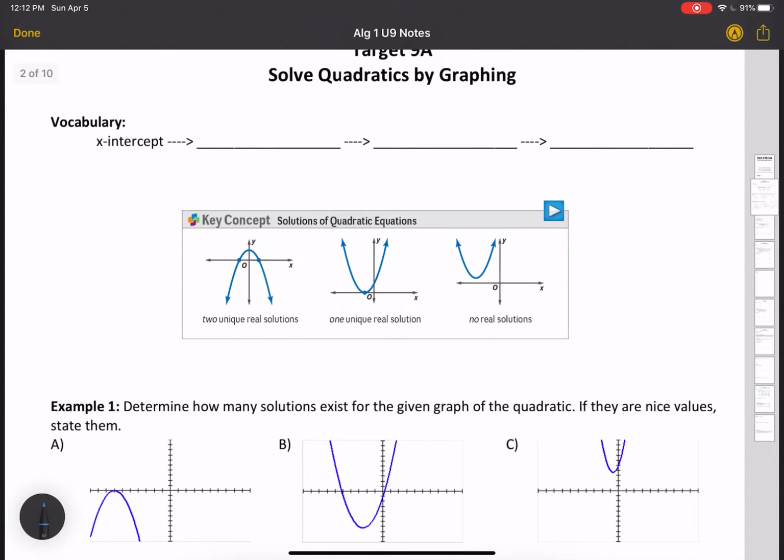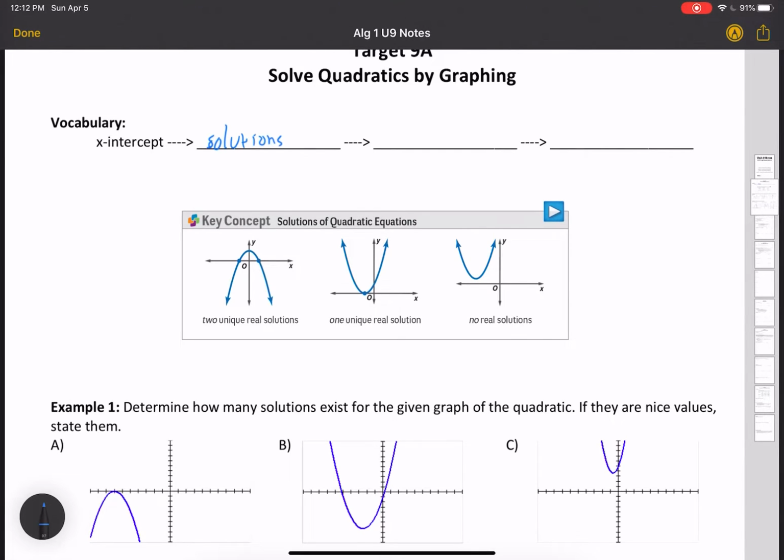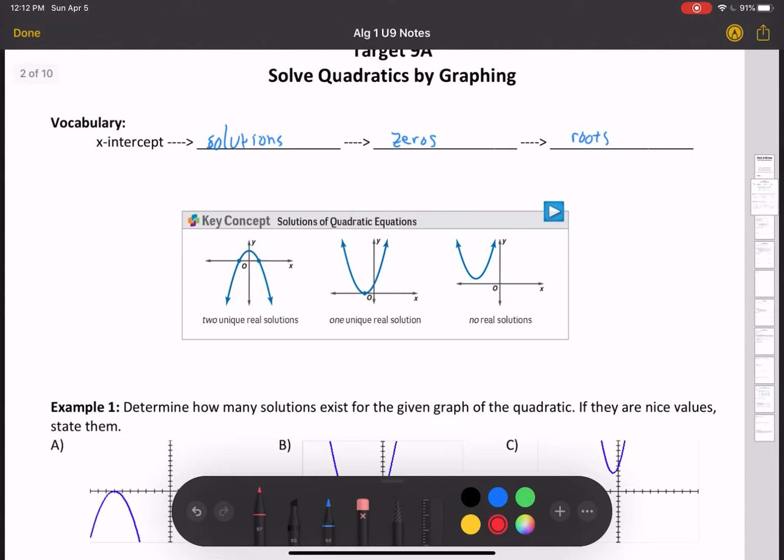X-intercepts can be called solutions. Solutions to a quadratic. They can be known as zeros. Do you remember in our graphing calculators, we had to hit the 0 button in order to find them? Zeros. Or they can also be known as roots. This last one I don't use a whole lot, but just in case you see it, it's talking about the x-intercept. And remember, the x-intercept is talking about where it crosses the x-axis.